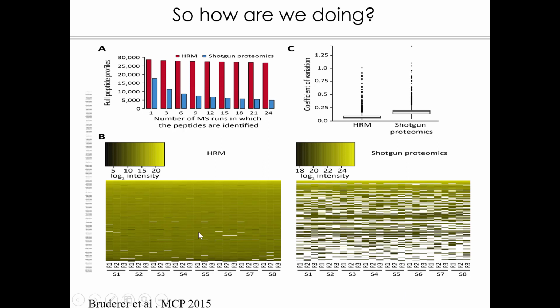And the other point which is also apparent here is that the HRM, the DIA technique, has a lower coefficient of variation, so it's quantitatively more accurate than the shotgun method, which again is beneficial for downstream analysis of these matrices.